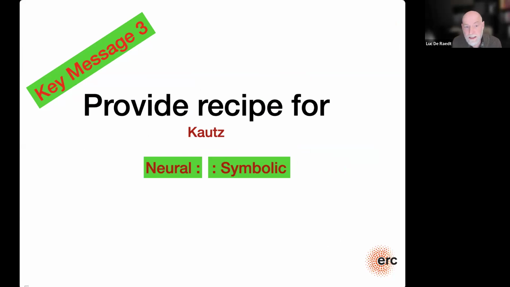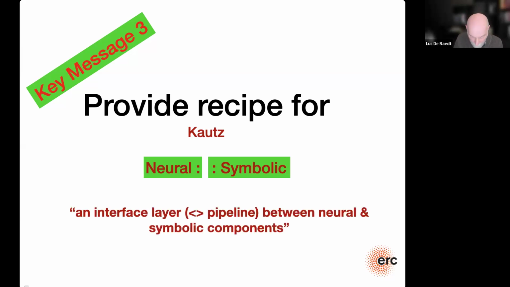The third message is that I'm going to provide a simple recipe for what I believe to be the most interesting category of neurosymbolic AI systems, according to Henry Kautz. Kautz has a classification with six or seven categories, but the most fancy one is where you build deep interfaces between neural networks and symbolic methods. These are deep interfaces in the sense that the communication goes both ways. You can go forward and backward, so the symbolic level influences the neural and vice versa.